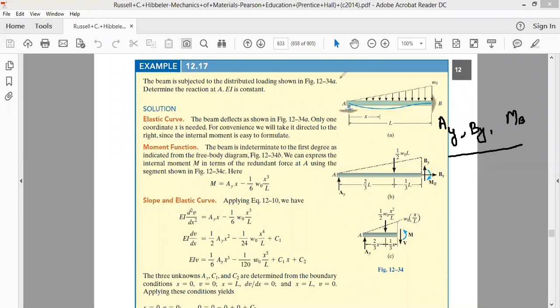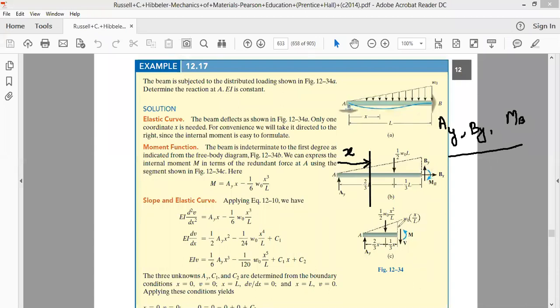So what we will do is take a section of the beam. As we take a section out here, this section we are taking at a distance X. From this end we are going to a distance X. We are taking a section out here.